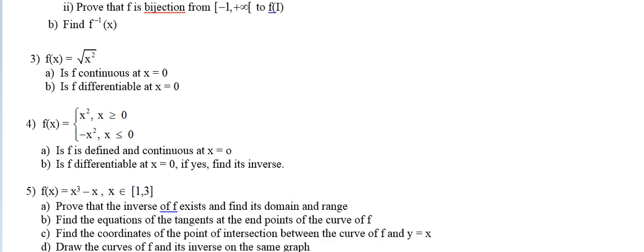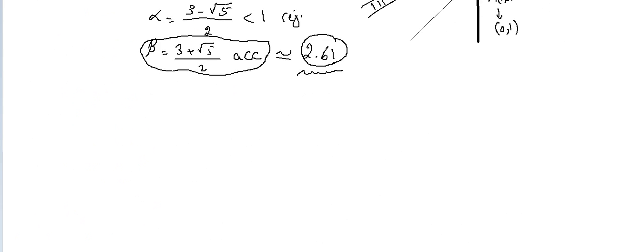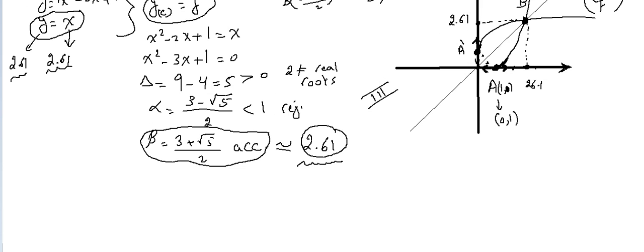Part B was: find f inverse prime of 1. All right, f inverse prime of 1. Here you have to be careful. F inverse prime of point 1. So first we need to find f inverse. We didn't find it yet, right? What is f inverse equal to?